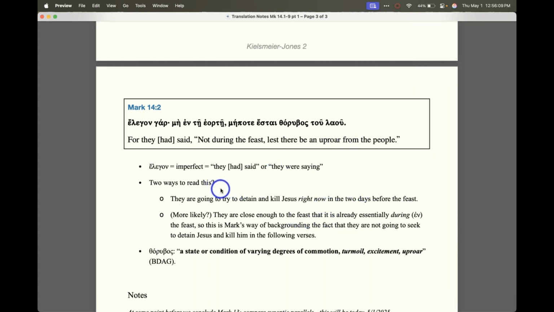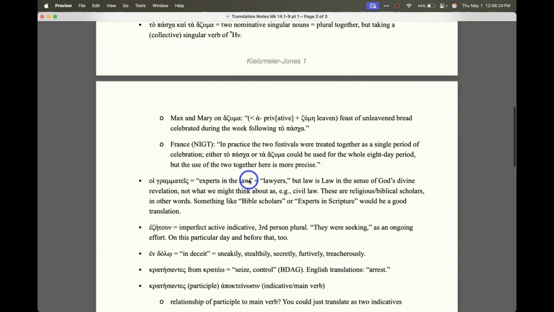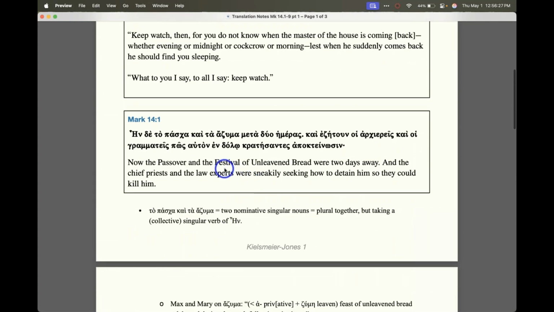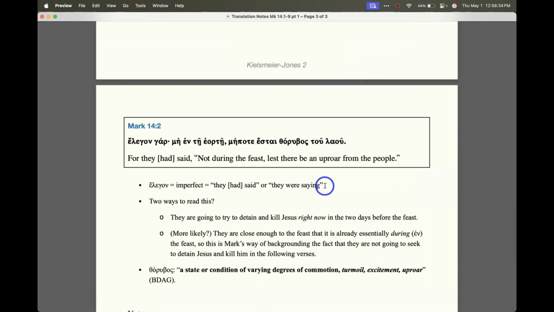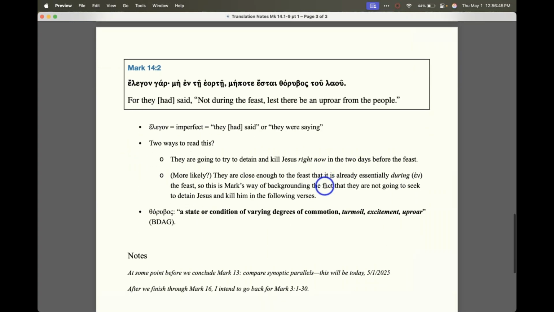I think you could read this two different ways. I don't think this first one is very likely, but I suppose you could read it as they're going to try and detain and kill Jesus right now, two days before the feast. So in other words, we're two days away. They were trying to kill him. And they said, not during the feast, lest there be an uproar, and we only have the two days, however you measure it, however you count it. So let's do it right now. Well, that's possible technically. I don't see anything in the language that prevents that possibility.